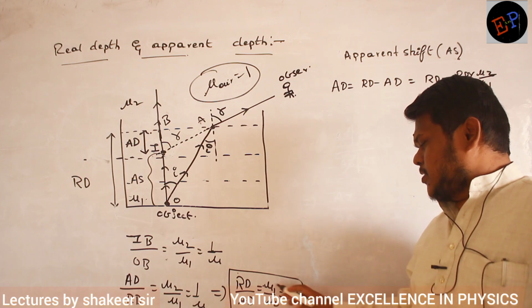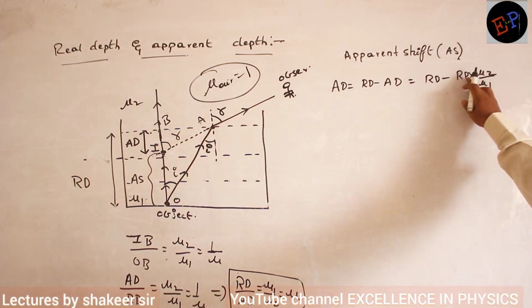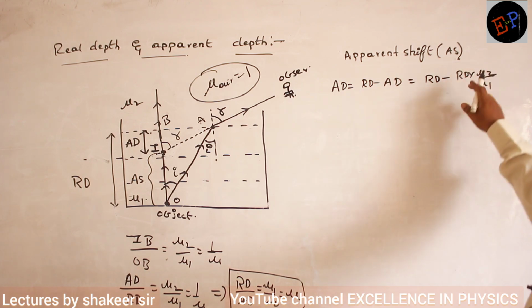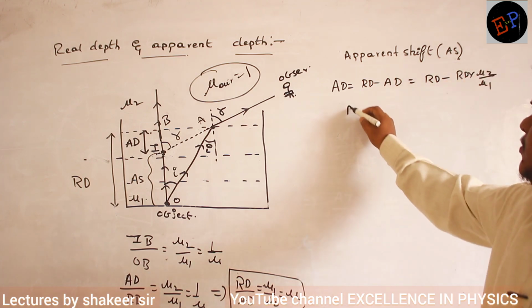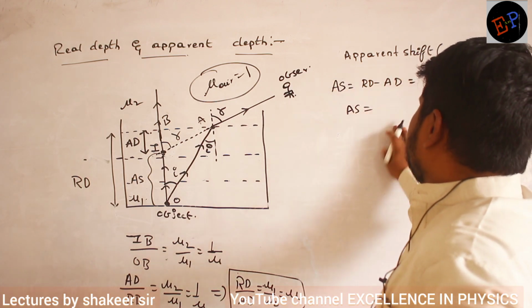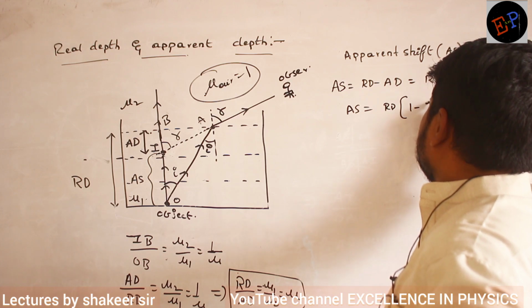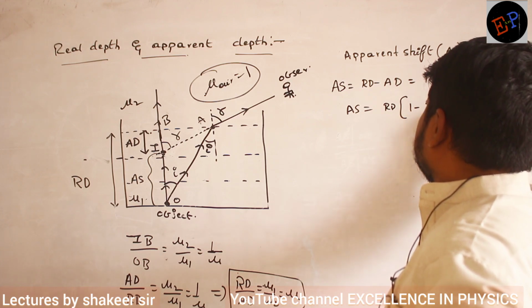If I take RD to this side, mu1, mu2 will go to that side, no? So instead of AD, I can write RD into mu1 divided by mu2 divided by mu1. So therefore apparent shift is equal to RD, if I take common, then it is 1 minus mu2 divided by mu1.